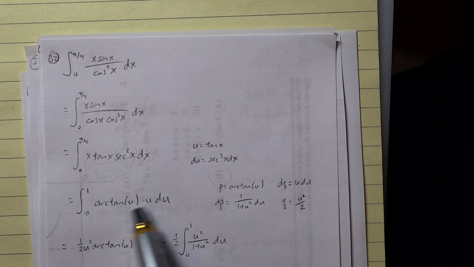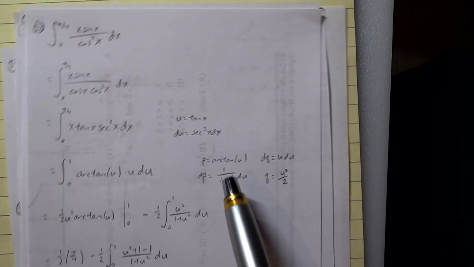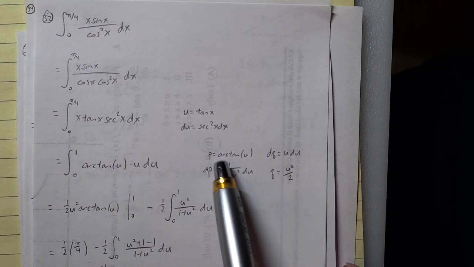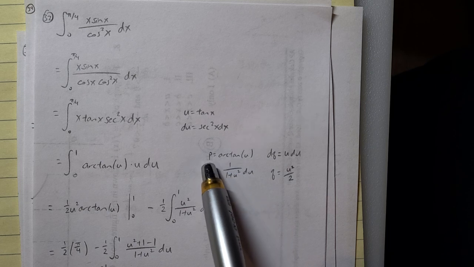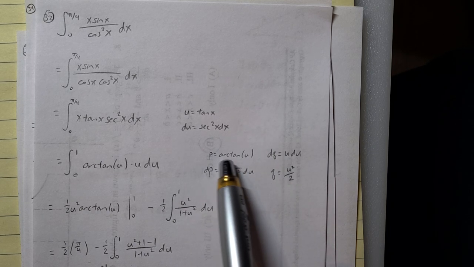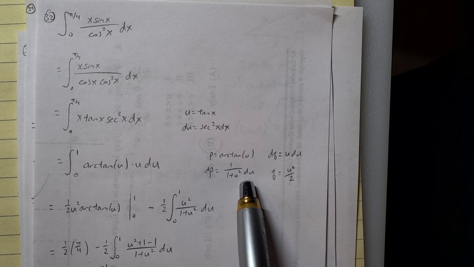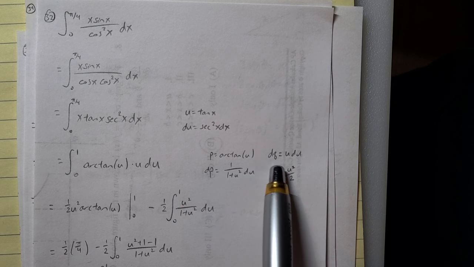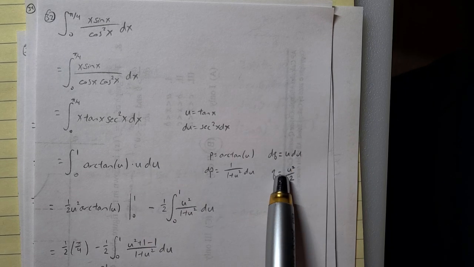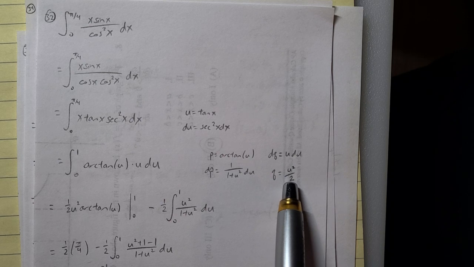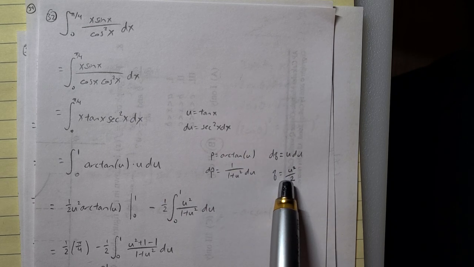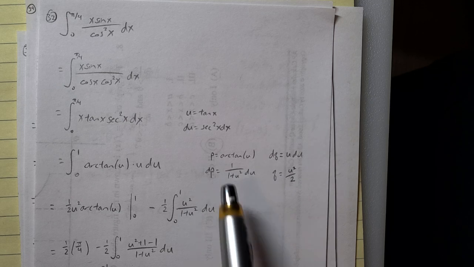This is integration by parts. Instead of u and v, I wrote p and q instead. So p is arctan u, dp is 1 over 1 plus u squared du. dq is what's left, u du, q is u squared over 2. So it's pq minus integral q dp.